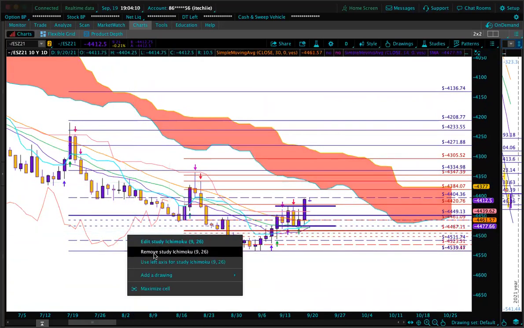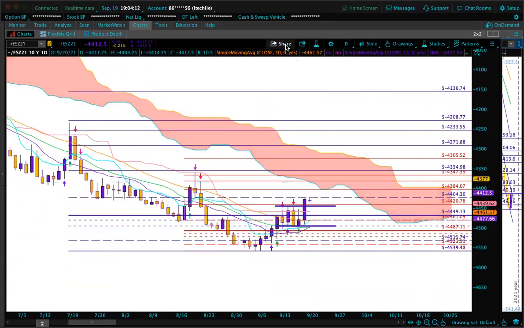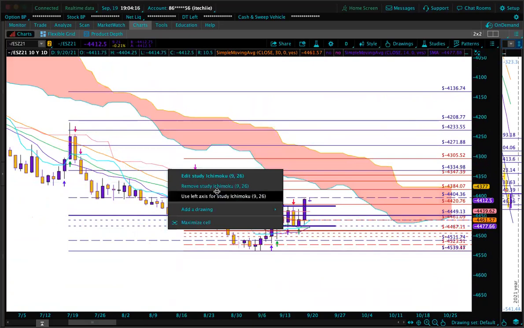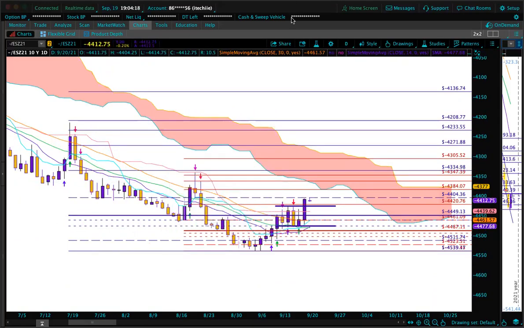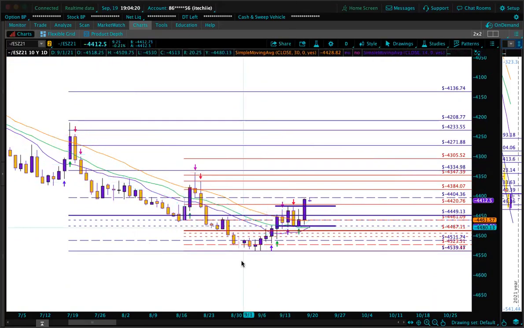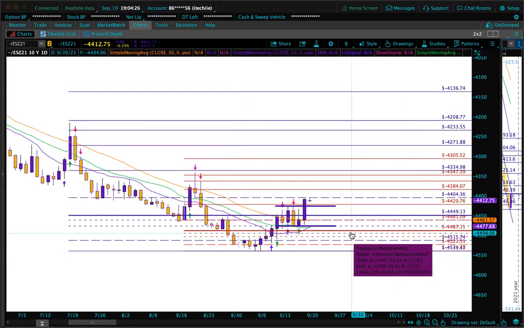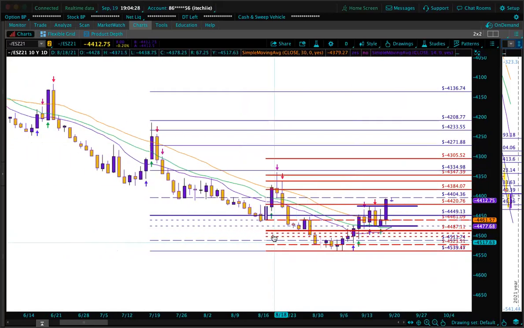Let me just remove that. And we're just gonna use the 14 and 30 SMA. Just remove that as a whole. Boom, we got the 14 and 20 and 30 SMA. We have not traded above the 14, 20, 30 SMA. As you can see, this is a daily chart. So we're actually holding above it nicely.